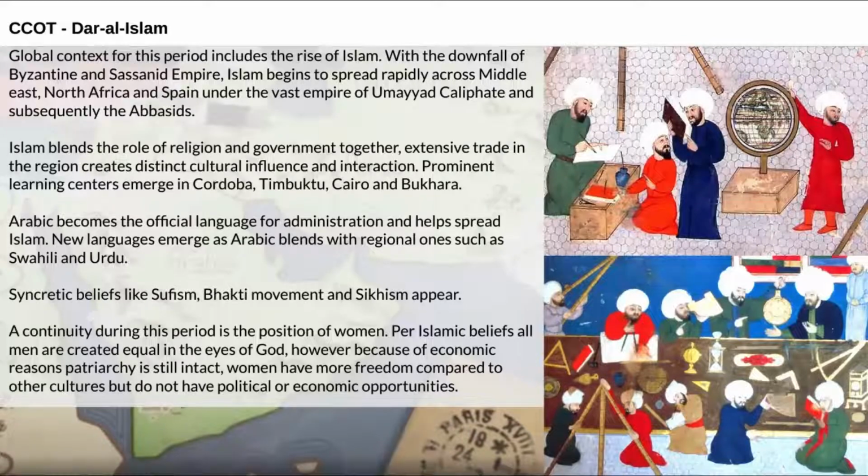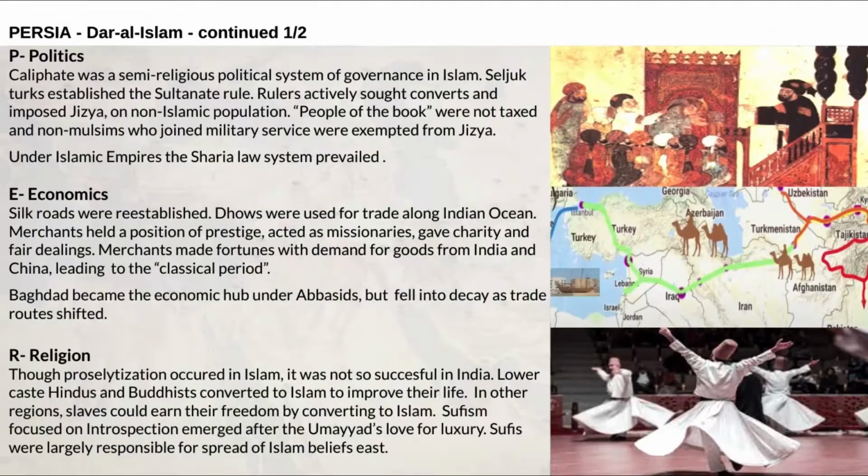Persia. Politically, the Caliphate was a semi-religious political system of governance in Islam. Seljuk Turks established the Sultanate. The rulers actively sought converts and imposed jizya, which was a tax on non-Islamic population. People of the book were not taxed, and non-Muslims who joined military service were exempted from jizya. Under Islamic empires, the Sharia law system prevailed as per which Islam was God's command for Muslims.